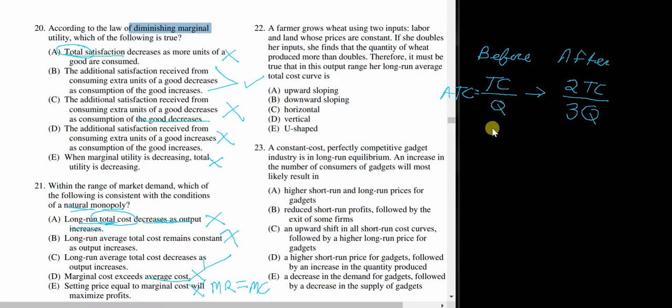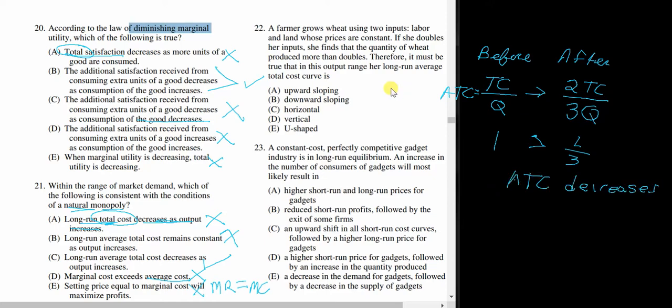So we see that here we just have TC over Q, and then afterwards we got the average total cost 2/3 of the TC over Q. So here it was a 1 multiplier, and here it's 2/3. So 1 is greater than 2/3. So that means that the average total cost is decreasing.